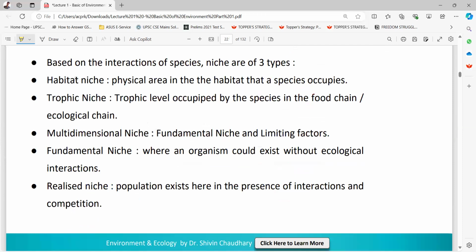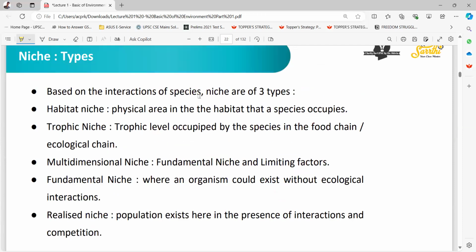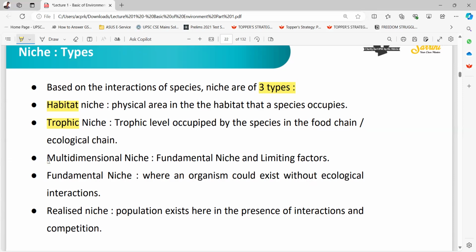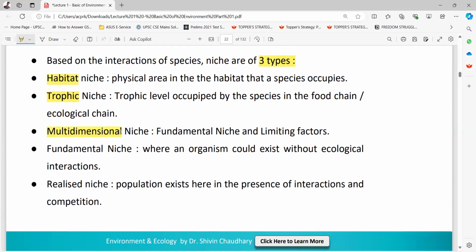Okay. Niche types. Based on the interactions of species, niches are of three types. Habitat niche: the physical area in the habitat that a species occupies. Trophic niche: the trophic level occupied by the species in the food chain or ecological chain. Third one is multidimensional niche.